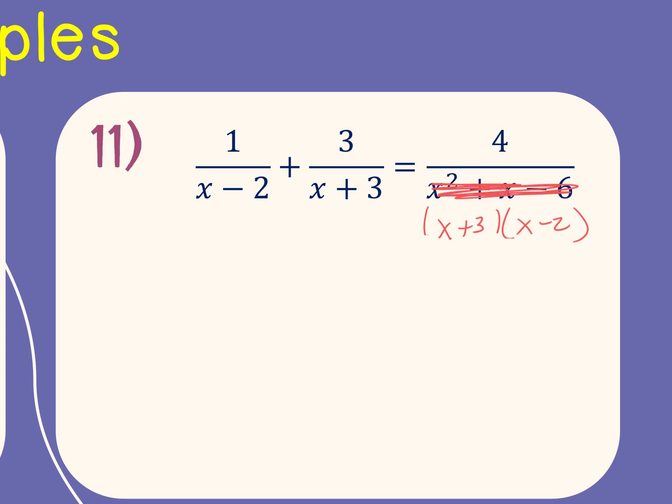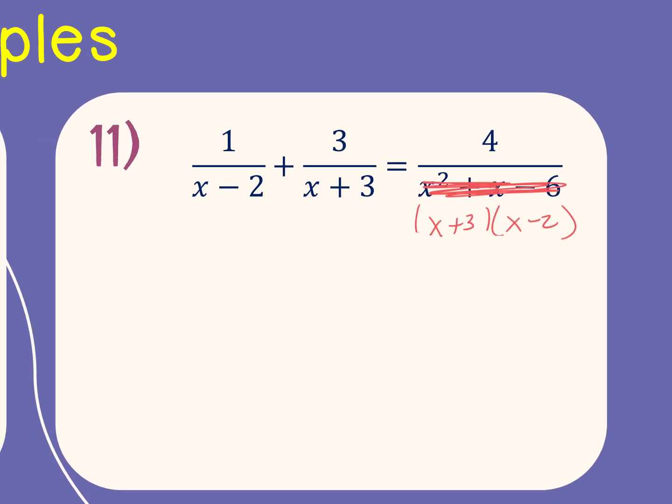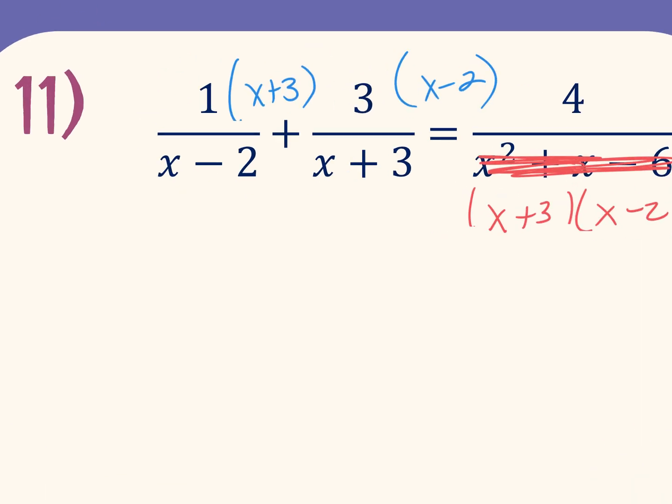All right, what's my common denominator between x plus 3 and x minus 2? X plus 3 and x minus 2. Okay, perfect. So my first fraction needs x plus 3. Good. My second fraction needs x minus 2. My third fraction needs nothing. So you have x plus 3 plus 3 times x minus 2 equals 4.